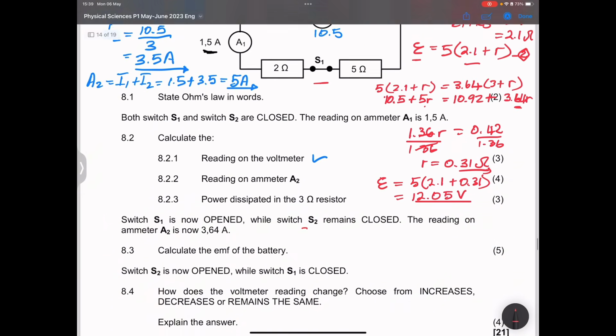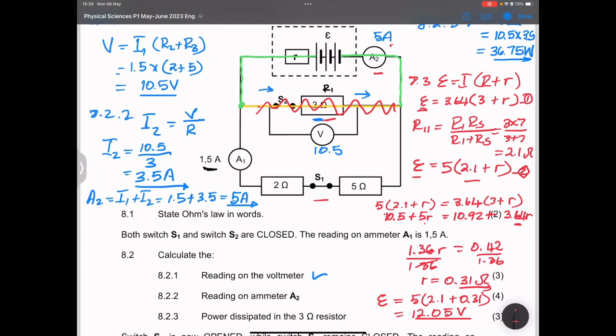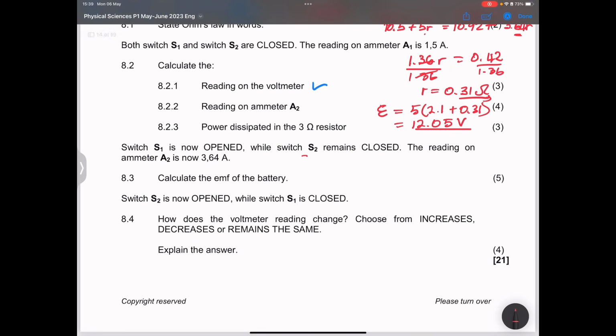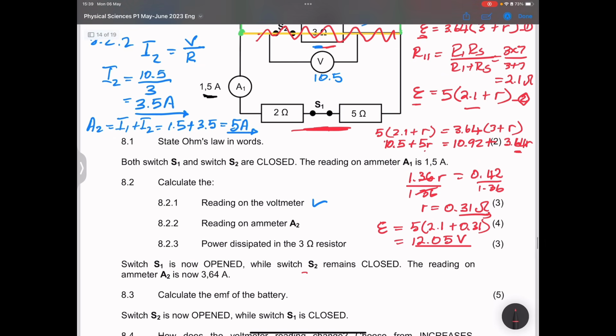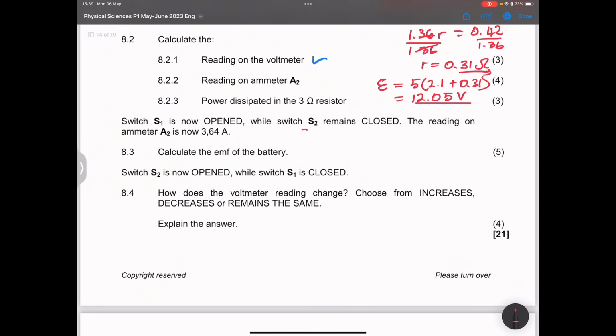Okay, so I want you to note, first of all, now that we've closed S1, what is our total resistance? Our total resistance in this case is 7, whereas it was 3 at first. Remember, once I increase the effective resistance, or in this case the external resistance, my V external automatically increases, right? So my V external would actually change. So firstly, my answer there is, I will say it increases. Please remember that all the time.